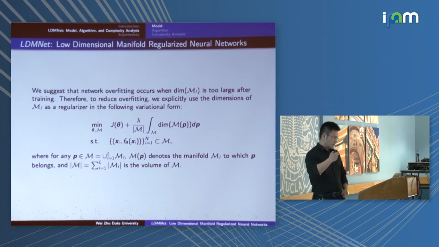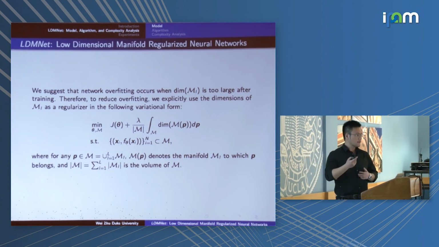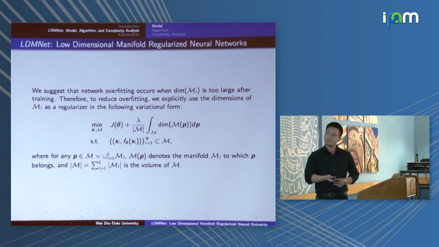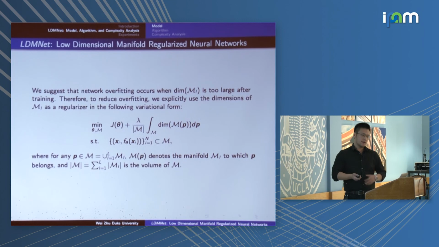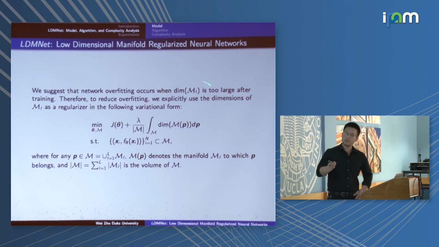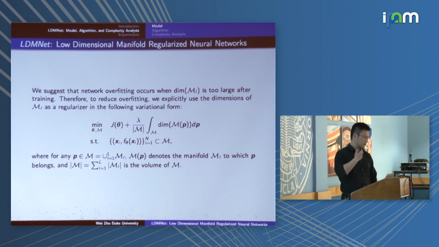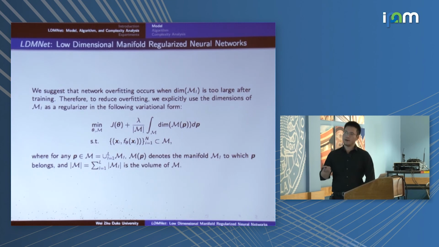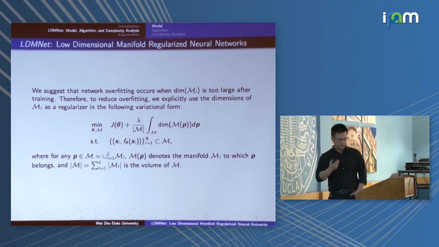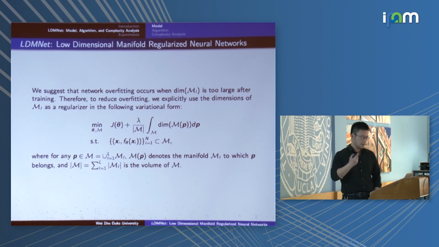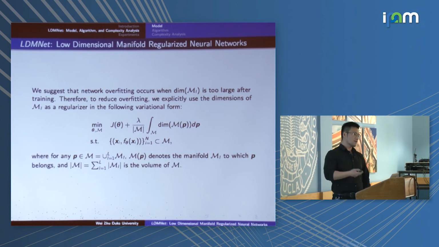Okay, so we know that if F is a smooth function, then the feature extracted by this F, and basically the dimension of M, which is the data-feature concatenation manifold, should be much smaller than the dimension of the embedding space. So that means we can regularize the original loss function by using the dimension of the manifold.